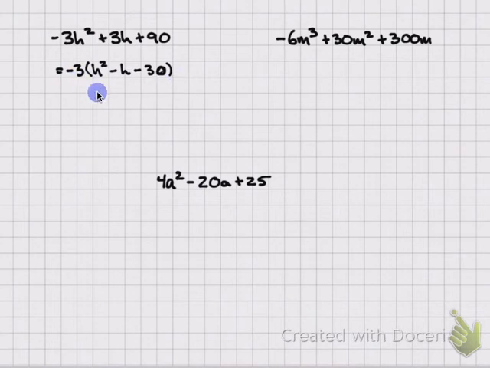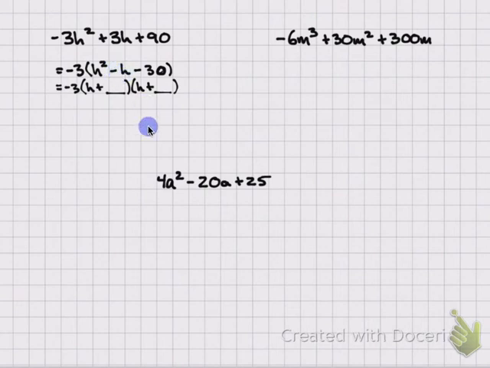So if we were to factor this out, we would end up with negative 3 times h plus some number, h plus some number. All right, let's figure that out. Well, these two numbers are going to have to multiply to give negative 30, meaning one's going to have to be positive, one's going to have to be negative. And these two numbers are going to have to add together to give negative 1. So we get this negative 1h.